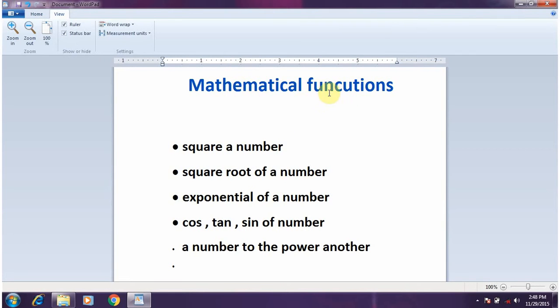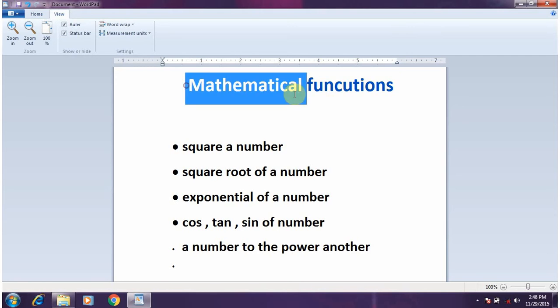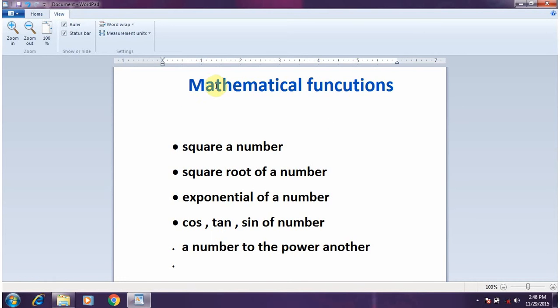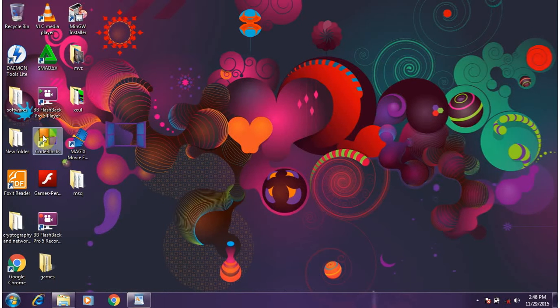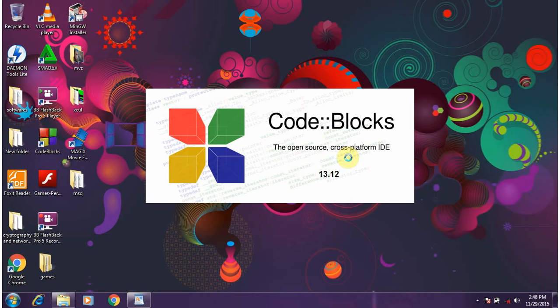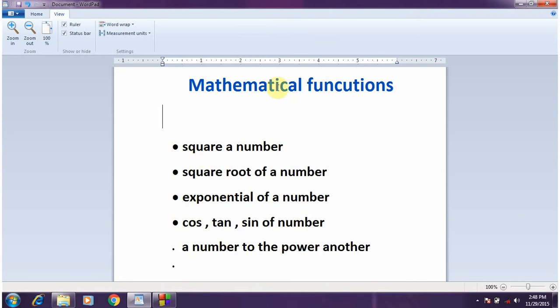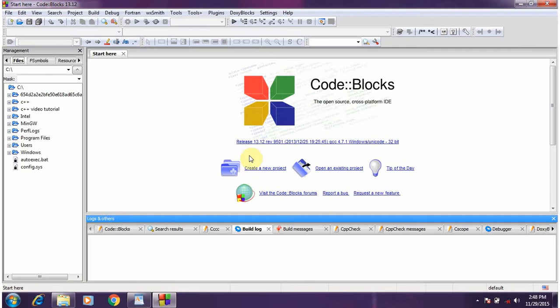So, to create another, my user defined function. But before we do user defined functions, let's look at these functions. So let's open up Code::Blocks so that we can start coding and see the mathematical functions which I'm going to show.